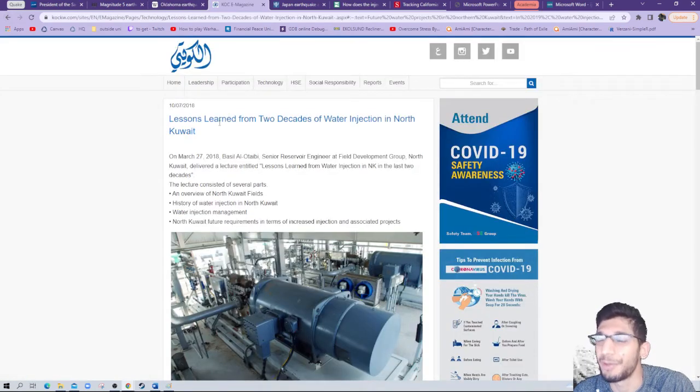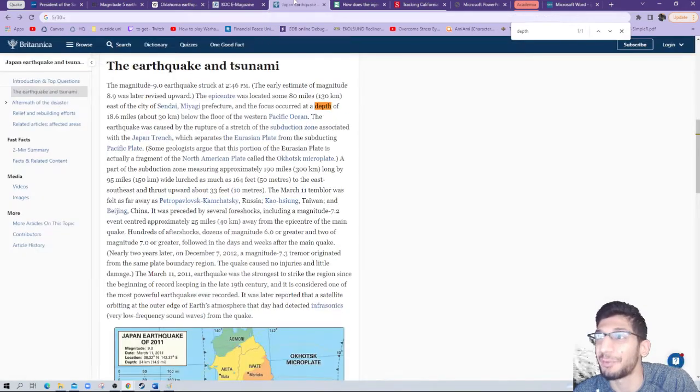Anyways, one key thing here is that Kuwait has been injecting water for 2 decades now. So it's not something we don't do, it's something that we've been doing for a while. And this is an example of a real earthquake that is not caused by us.